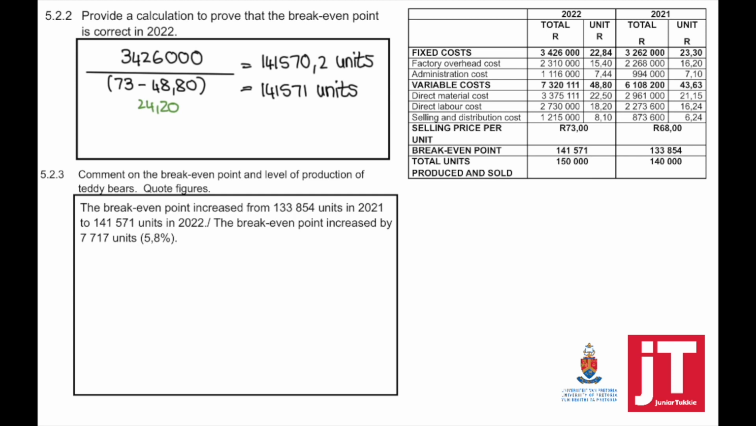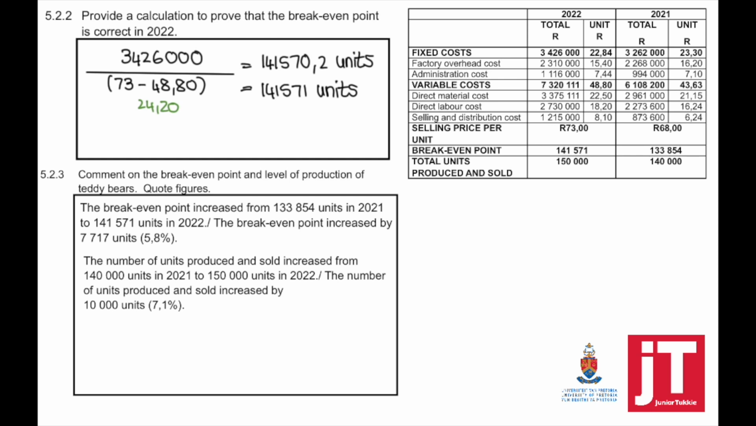So if we look at the break-even point, it increased from 133,854 units in 2021 to 141,571 units in 2022. So the break-even increased by 7,717 units, which is 5.8%. If we're looking at the number of units produced and sold, it increased from 140,000 to 150,000. So there's an increase of 10,000, which is 7.1%.